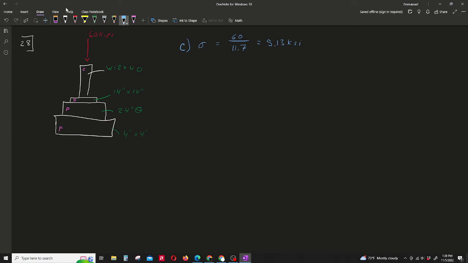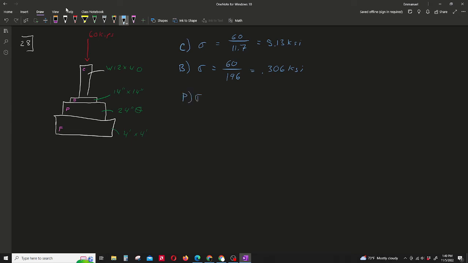Next is the base plate. So B, it kind of looks backwards, but it's all good. B is 60 again. Divide that by our area here, which is 196. And so therefore we get 0.306 KSI.